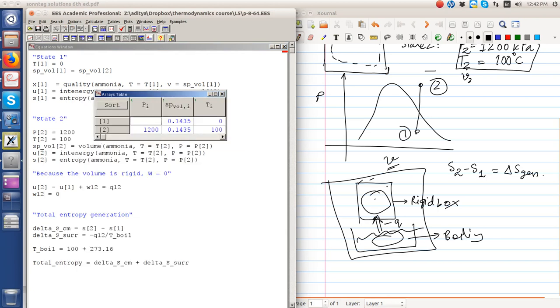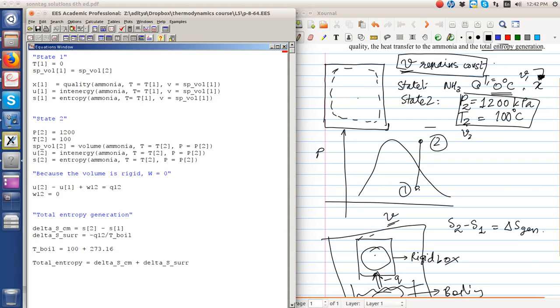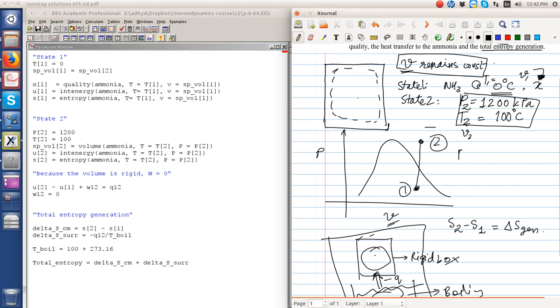So the concept is simple. Because of the change in state from 1 to 2, regardless of the process, S2 minus S1 is the change in entropy, because S is a state property. So if we know the change in entropy of the process, we must know the total entropy generation, not just for the process.